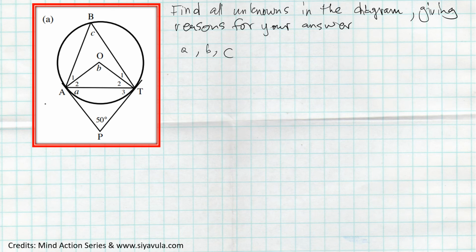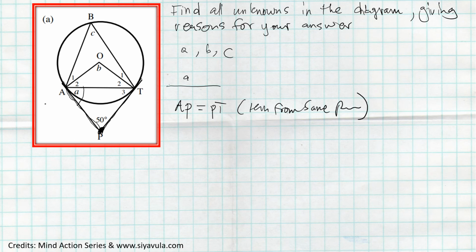Okay, how can we calculate the value of A? Let's start with A. We can see that A is an angle here, right? And we have a tangent. We are given that AP is a tangent and PT is a tangent. So these tangents are coming from the same point. What can we conclude? They are equal. So we can deduce that AP is the same as PT, because they are tangents from the same point.